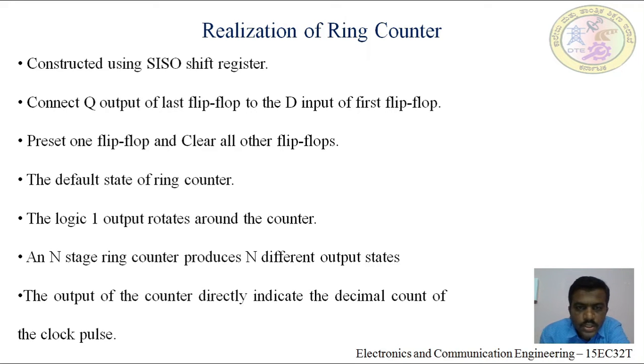The stage of the ring counter is nothing but the number of flip-flops used to construct the ring counter. An n stage ring counter has n flip-flops and it produces n different output states. For example, a 4-stage ring counter has 4 flip-flops and it produces 4 different output states. The output state generated by the ring counter directly indicate the decimal count of the clock pulses. Hence, in a ring counter, the decoding is not required for decimal conversion.